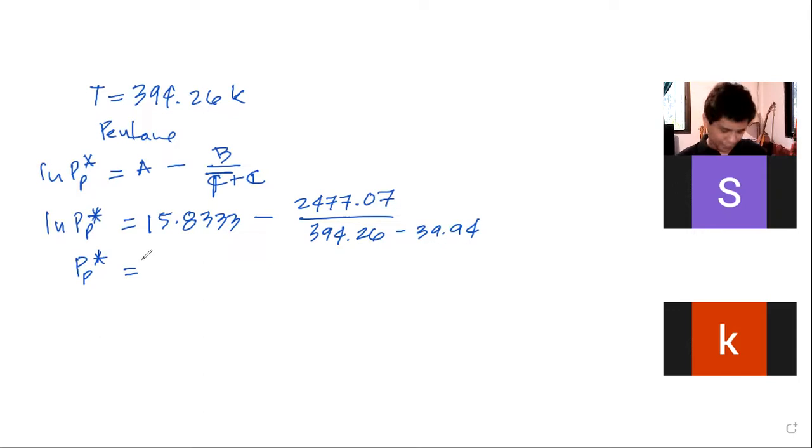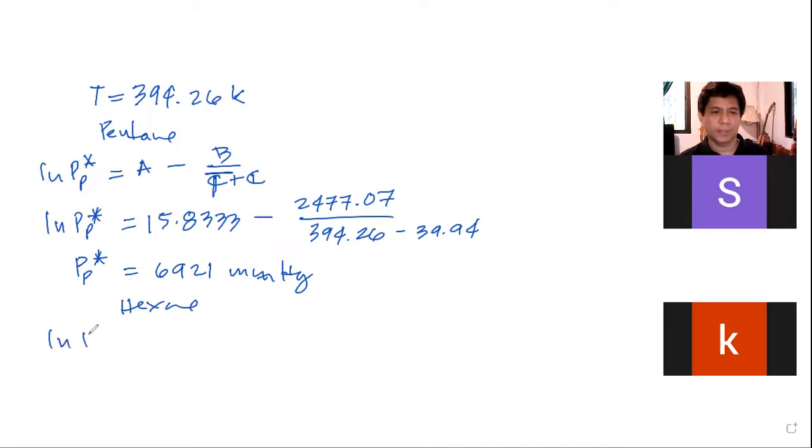6920.5. Okay? Let's say 6921 millimeter mercury. Very good, Geo, 6920.5. Let's do the Antoine's equation for hexane.